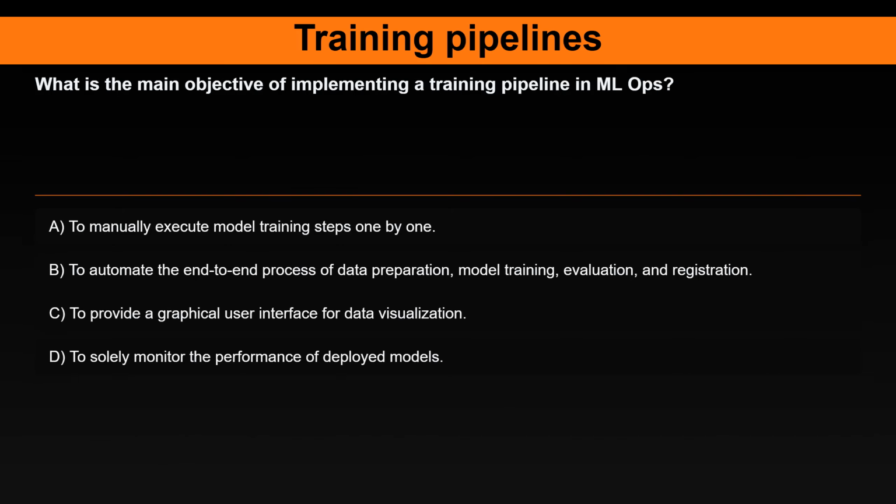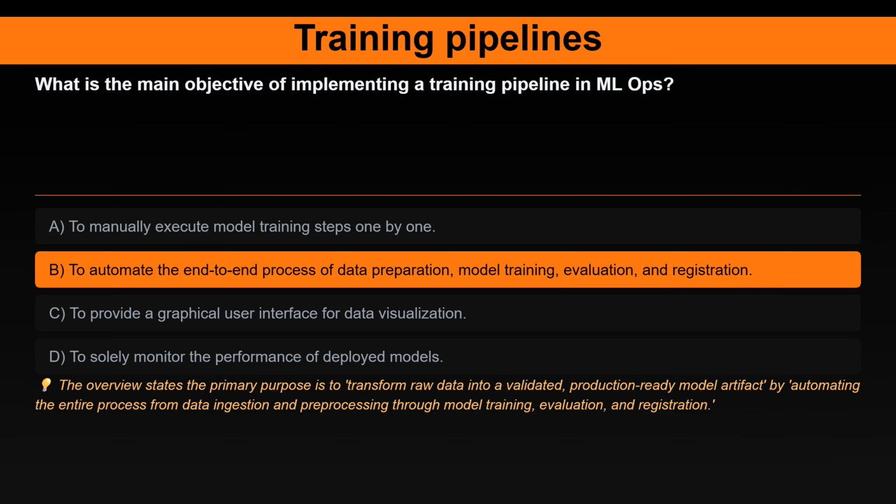Question 25. What is the main objective of implementing a training pipeline in MLOps? Option A. To manually execute model training steps one by one. Option B. To automate the end-to-end process of data preparation, model training, evaluation, and registration. Option C. To provide a graphical user interface for data visualization. Option D. To solely monitor the performance of deployed models.